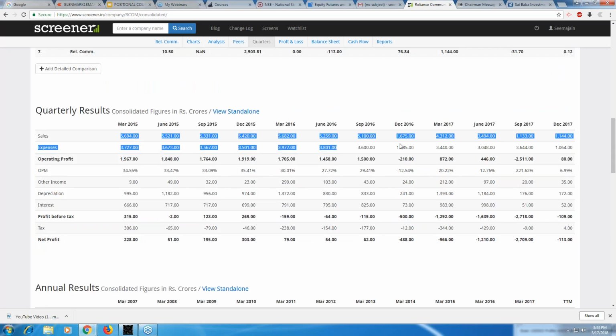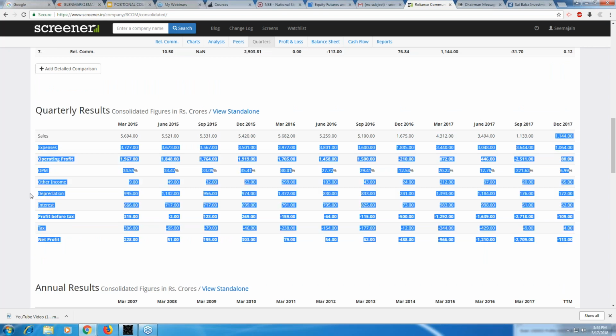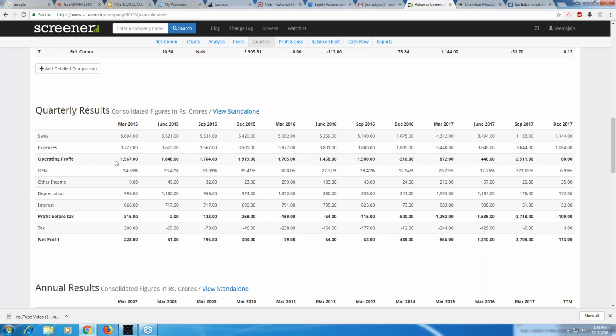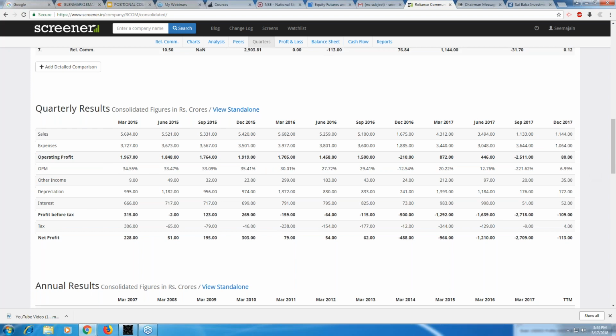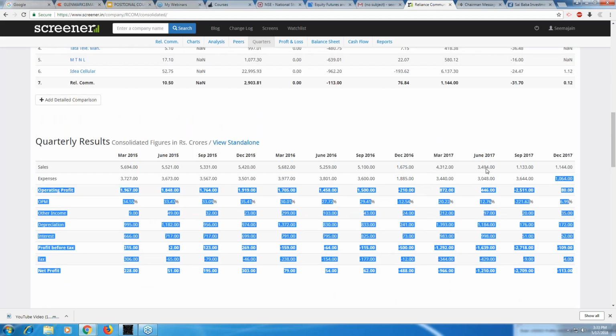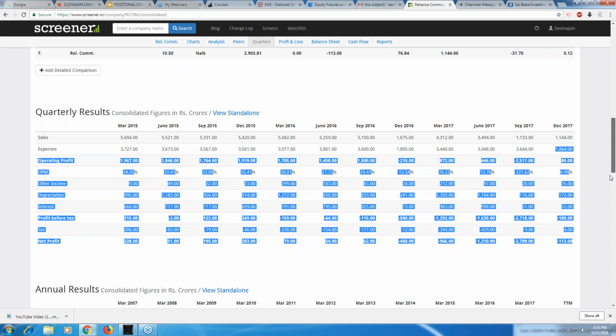The sales have declined massively, to one-fifth. In 2015 it was 5,694. Now it's 1,144 crore only, right? Then operating profits have become negligible, even negative sometimes, and now negligible. Operating profit margins have also gone down, right? There's barely anything. Expenses have also gone down, but definitely the sales have drastically gone down.